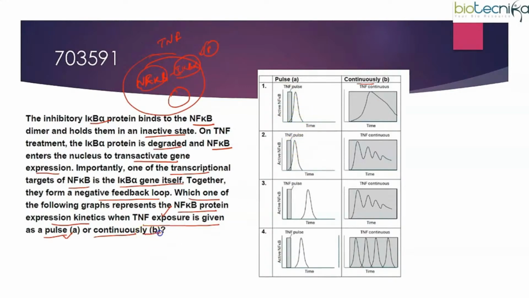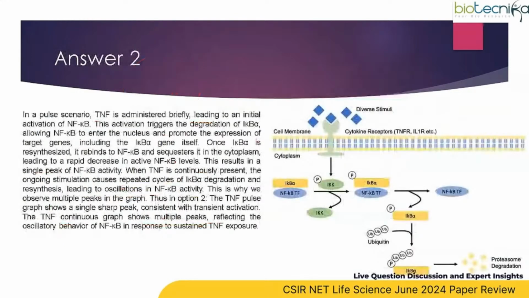Now you have to see for B also, when there is a continuous expression of TNF. When TNF is continuously there, what will happen? NF kappa B will become active and its level will go down, but then it will become active again. So its level will be continuously altering, up and down. That is why instead of 1, the right graph should be option 2, when TNF is continuous, and the other one is when TNF is given as a pulse.